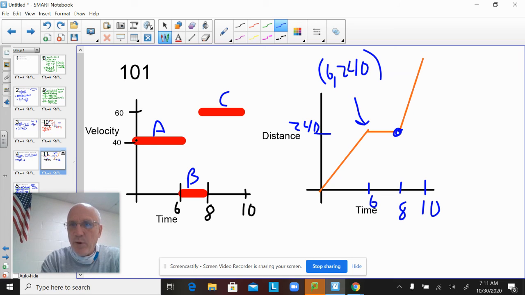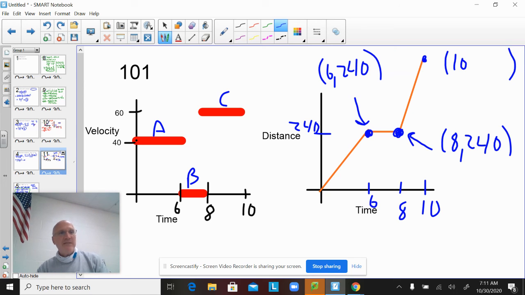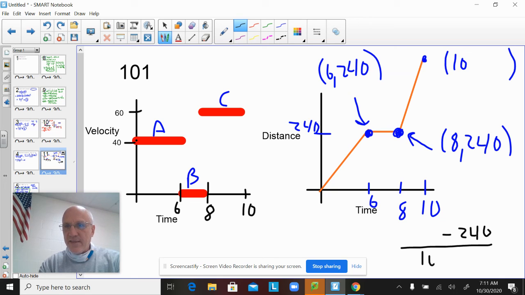Now let's label some points. That point right there, if the first point was 6, 240, that point would be 8, 240. This point is the point 10, something. I need my slope to be 60. My slope would be something minus 240 over 10 minus 8. I need that to be 60. So 10 minus 8 is 2. I know that 120 divided by 2 is 60. So if I put a 360 right there, I get 120 over 2. So that turns out to be 10, 360.